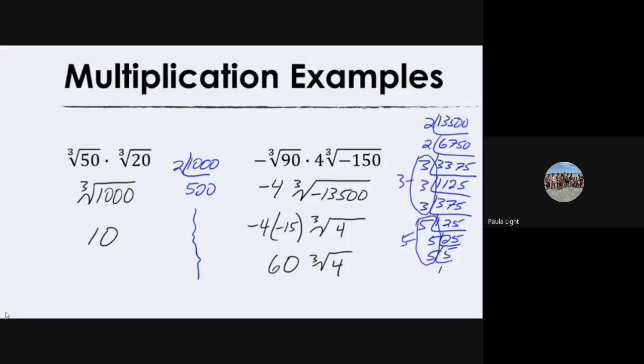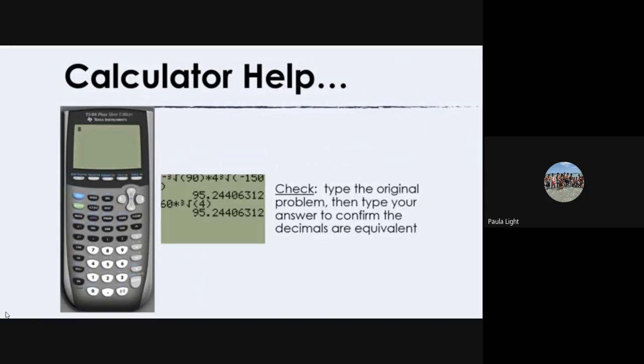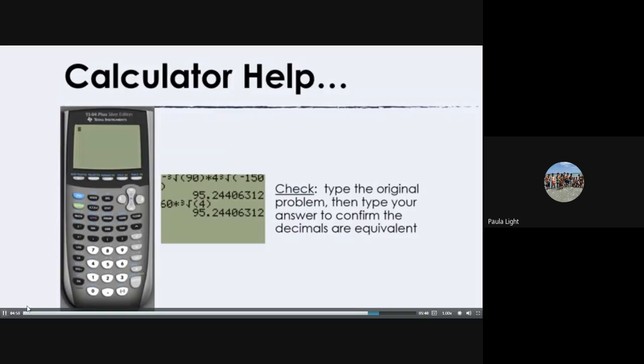I do want to remind you before we get to the now you try section, if you haven't thought about it already, you can check this work using your calculator. You can see that I have typed in the last problem that we just did. I typed it into the calculator, and got the decimal 6.9, cube root of 4, etc. And then I typed my answer, and I got the same decimal. That's a really good feeling when those decimals match up. So you guys have a Desmos calculator.